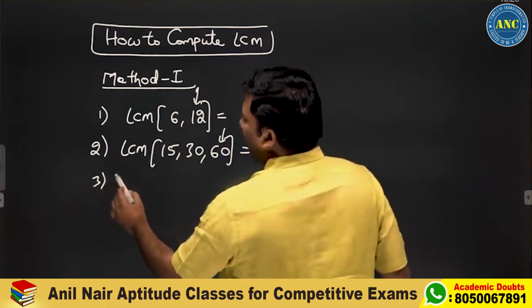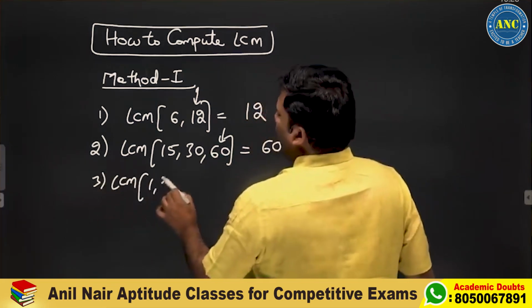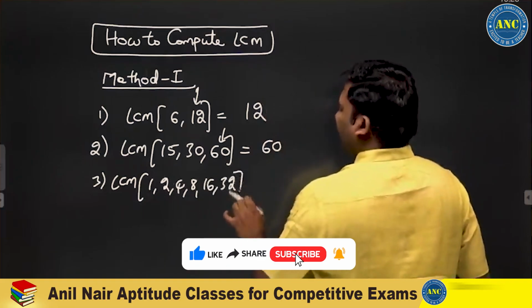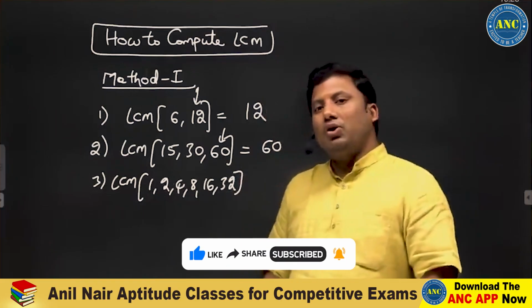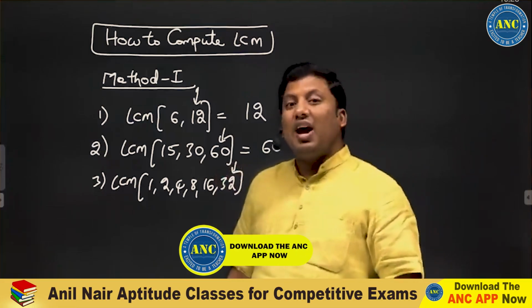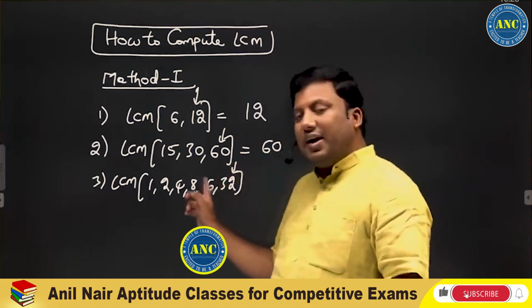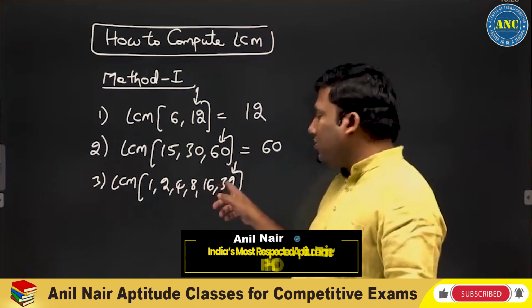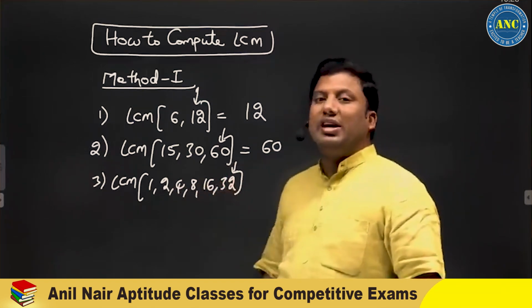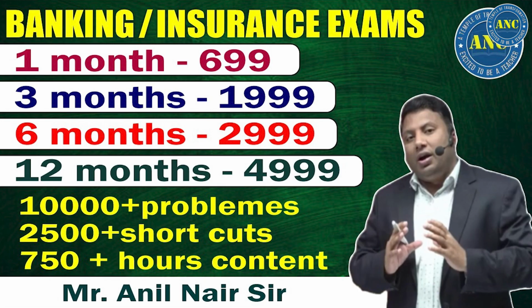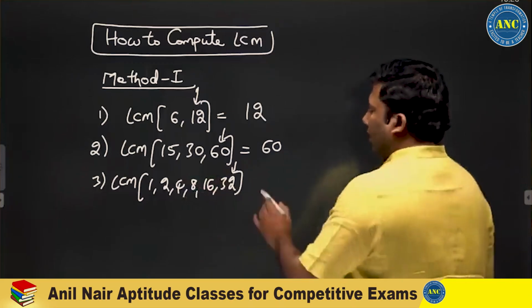Third question: LCM of 1, 2, 4, 8, 16, 32. Go to the largest number. Check whether the largest number is divisible by every other number. 32 is a multiple of every other number, since these are all factors of 32. 1 thirty-twos are 32, 2 sixteens are 32, 4 eights are 32, 8 fours are 32, 16 twos are 32.